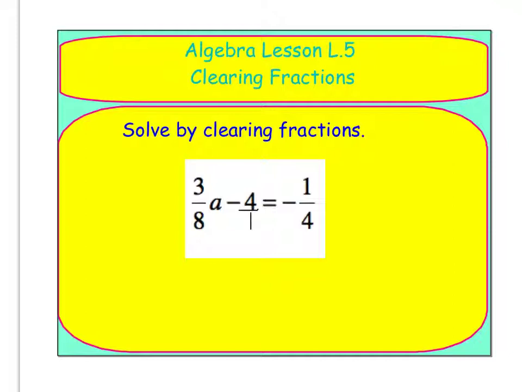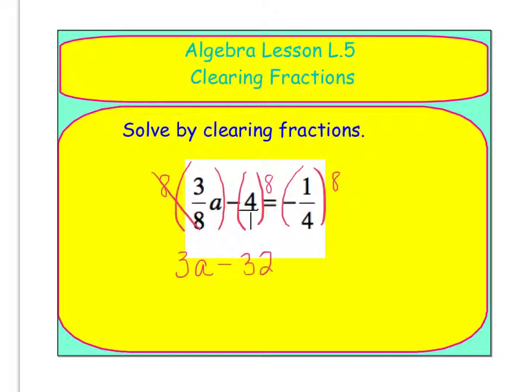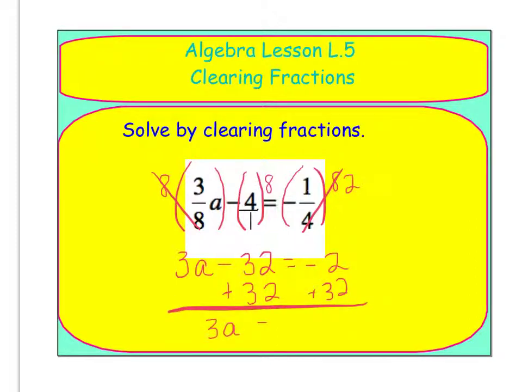The common denominator would be 8, so you're going to multiply the first term by 8, second term by 8, and the third term by 8. On the first term, the 8's cancel off, so you're left with 3a. Minus 4 times 8 is going to give you 32, equals the 8 and the 4 can reduce to a 2, and remember this is a negative 1 times 2 would be a negative 2. So we add 32 to both sides. We are left with 3a equals 30, divide by 3, and a equals 10.